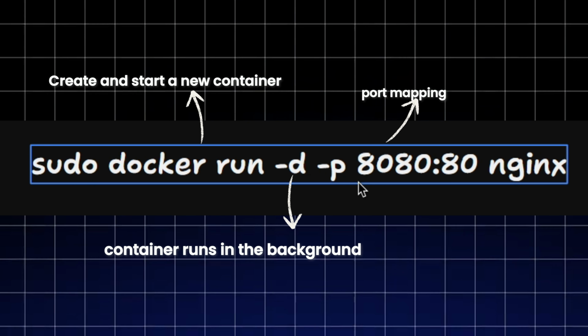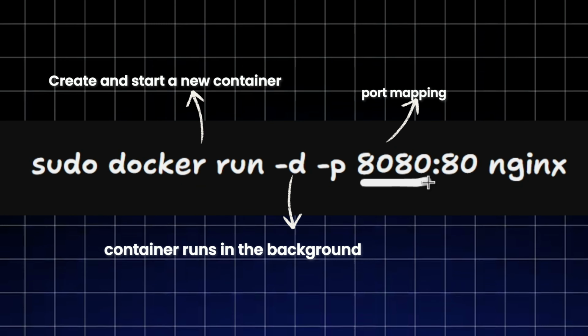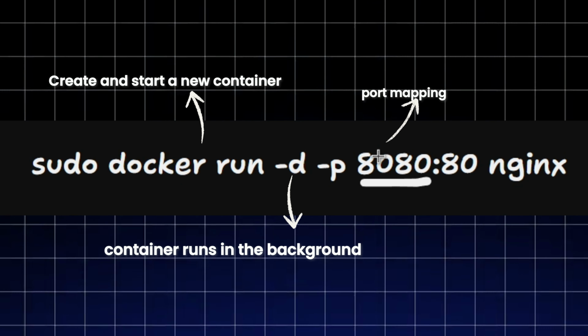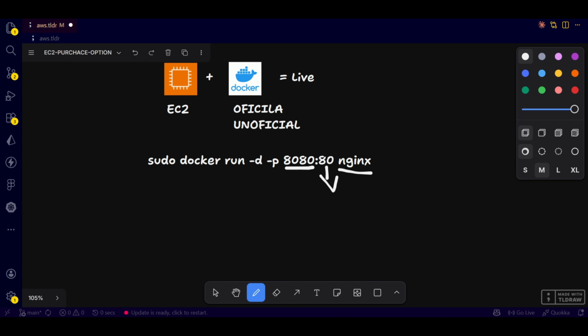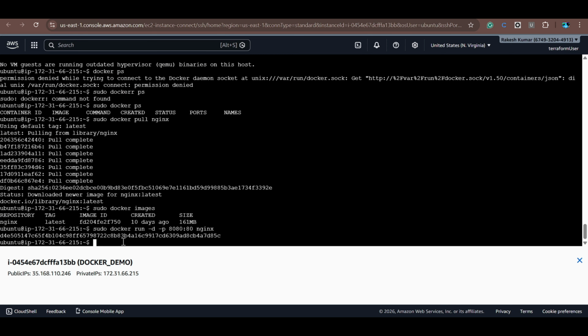-p means port. Whatever port we have here, that is the port we are able to access. And port 80 is the nginx port, and this is our image. So that means we are port mapping. This process is basically called port mapping. Now we will see how you verify.